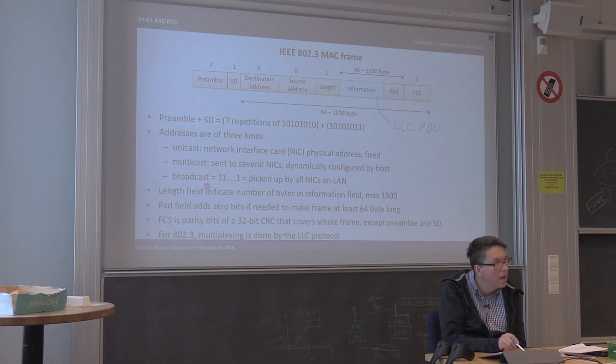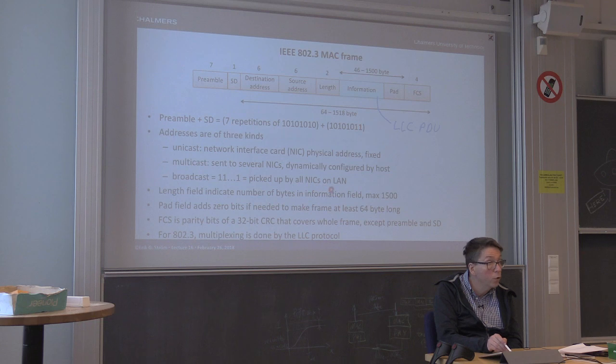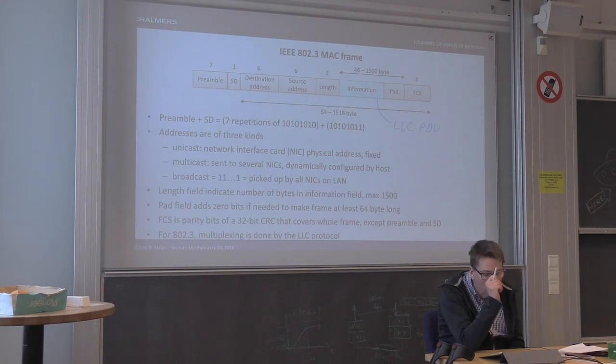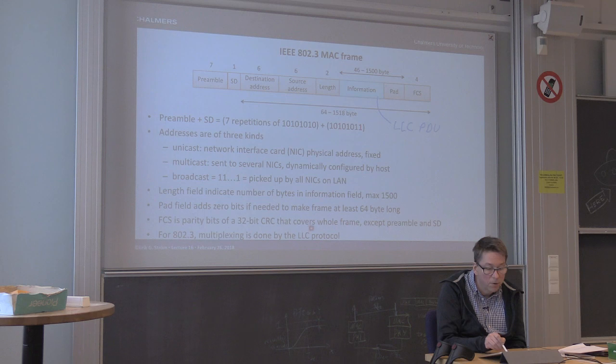But we also need a broadcast address. And that's the address field of all ones. And that means that this frame should go to all network interface cards which are attached to this medium. And we need that for protocol purposes, as we will see later on. Okay. The length field is the number of bytes in the information field. It's maximum 1500 bytes. The pad field adds 0 bits in order to make the frame at least 64 bytes long. And the FCS, the frame checksum, is the 32 bits of CRC that covers the whole frame.